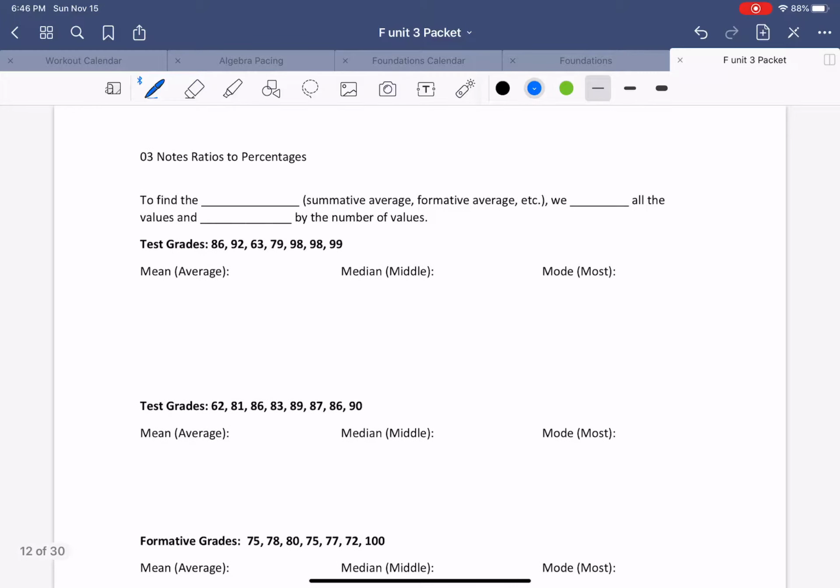All right, to find the average, we add all the values and divide by the number of values. Okay, so that's how we find the mean. So let's do that for 86, 92, 63, 79, 98, 98, and 99. Let's add 86 plus 92 plus 63 plus 79 plus 98 plus 98 plus 99 and divide that by 1, 2, 3, 4, 5, 6, 7 numbers.